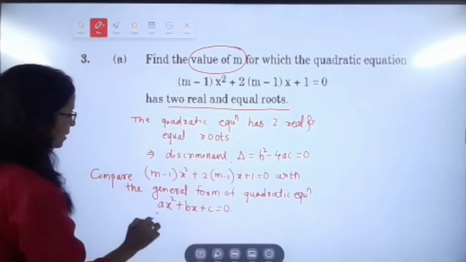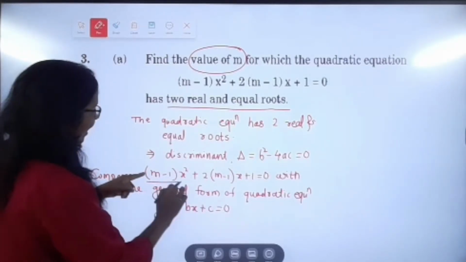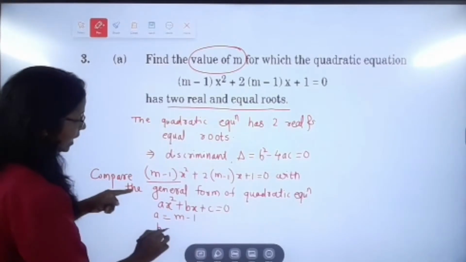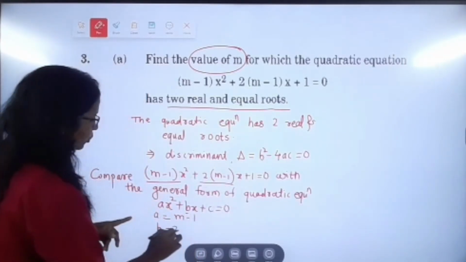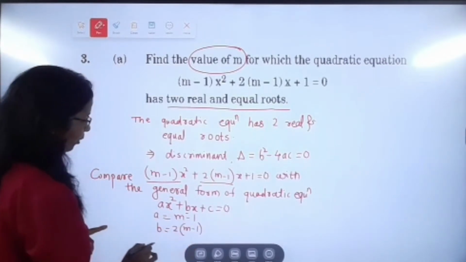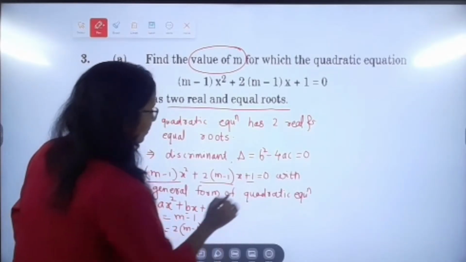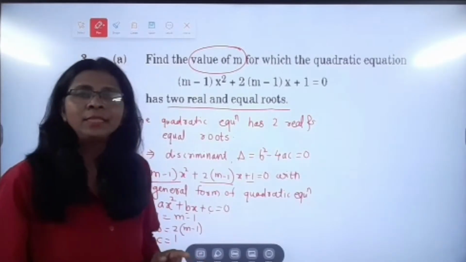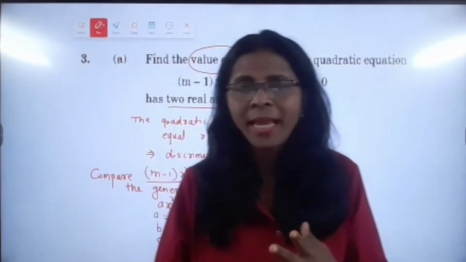That means here students, at the place of a there is only m minus 1, so I write a is equal to m minus 1. At the place of b, we have 2 in the bracket m minus 1. And c is equal to 1, because at the place of c there is plus 1. In such a way we can get the values of a, b, c.